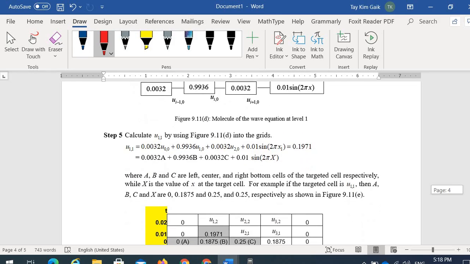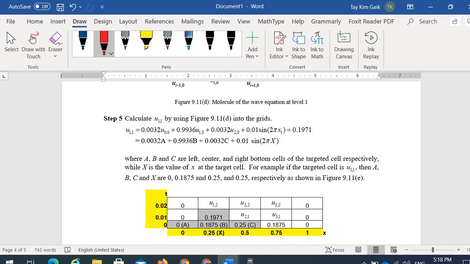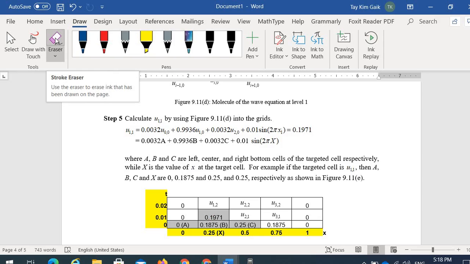Level 1 only. Okay, for example, you want to calculate this cell, which is actually what we call U11. Okay, this cell is U11.